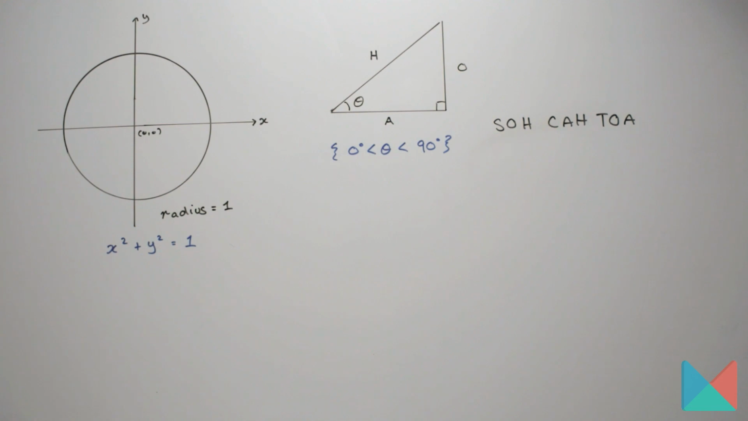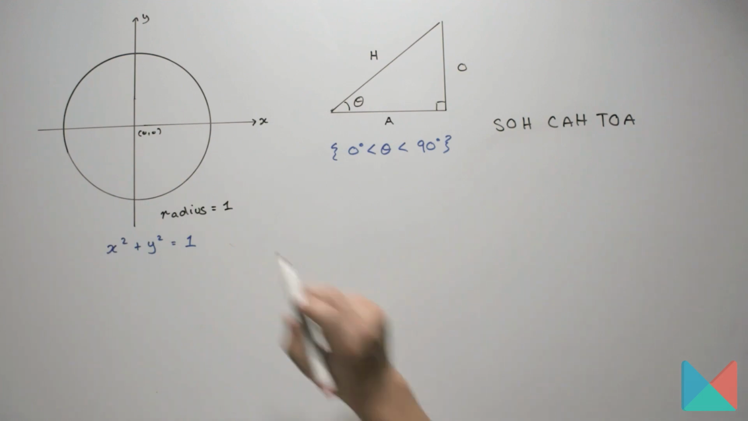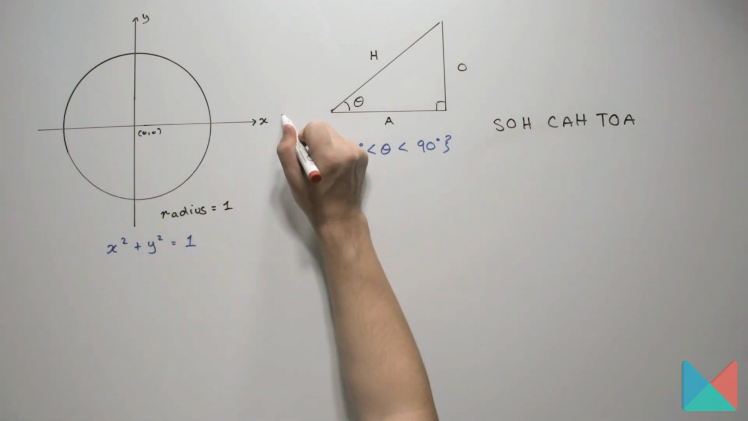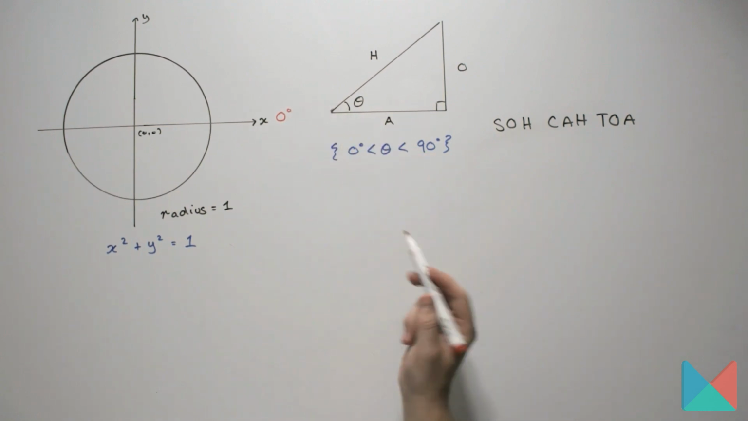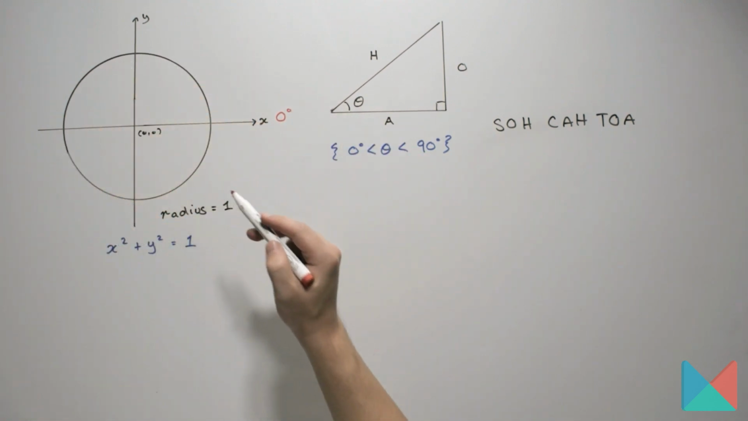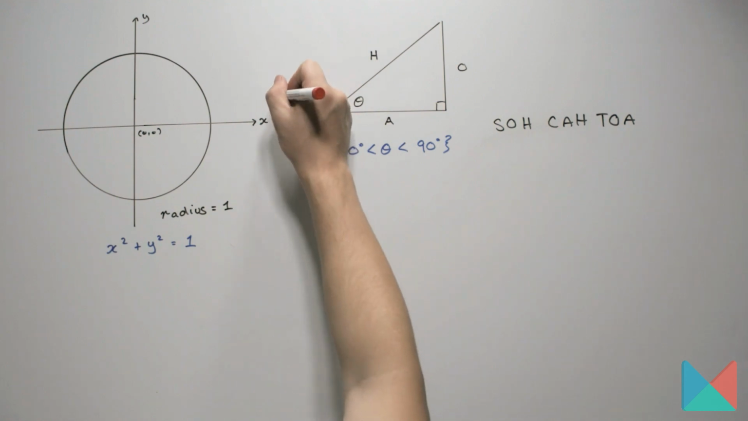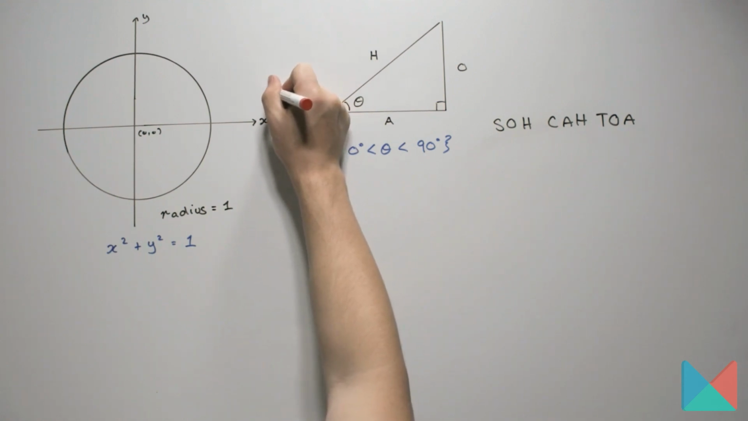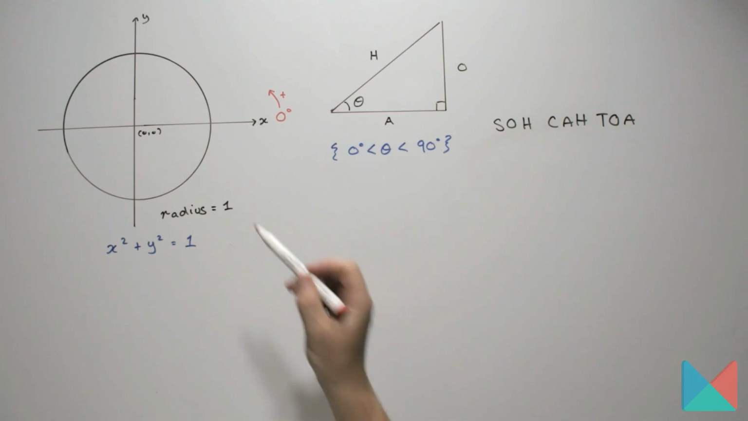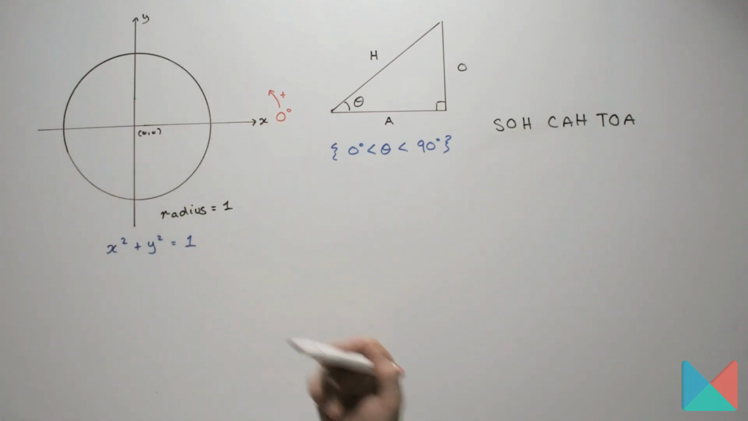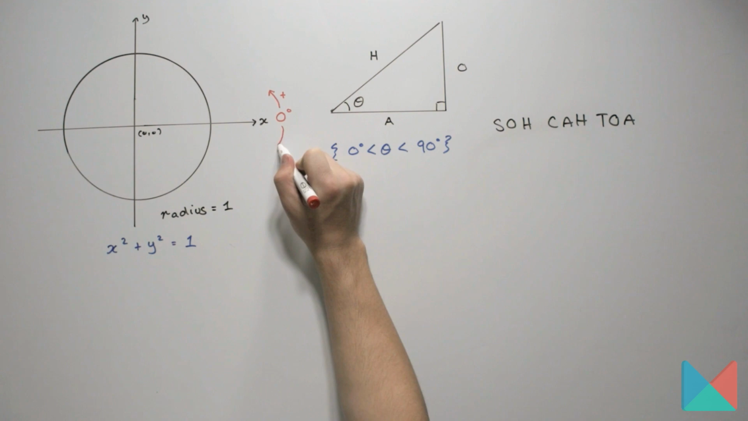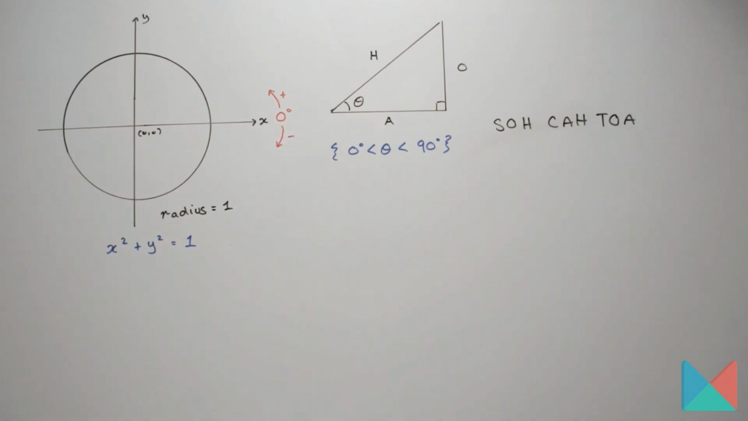Now, before diving into how we're going to redefine sine, cos, and tan using this unit circle, we have to go over a simple convention first, and that is how we define angles on the unit circle. We define angles starting at 0 degrees on the positive x-axis, so 0 degrees will be here. And if we go anti-clockwise around the unit circle, this is going to represent a positive angle. So this here will be a positive angle. And if we go clockwise around the unit circle the other way, this is going to represent a negative angle.